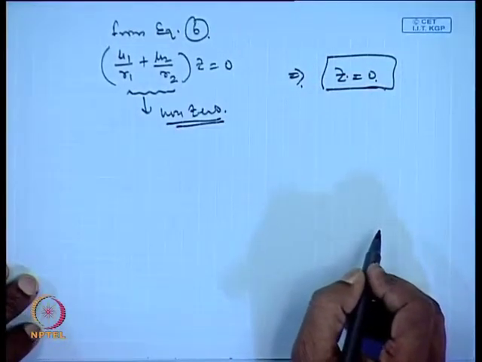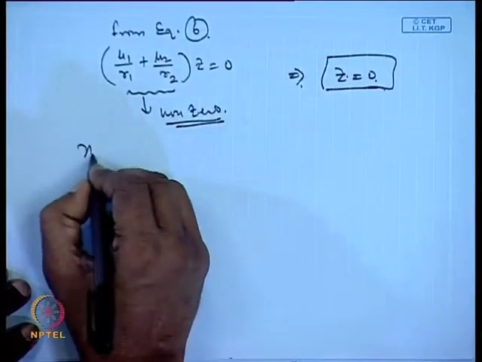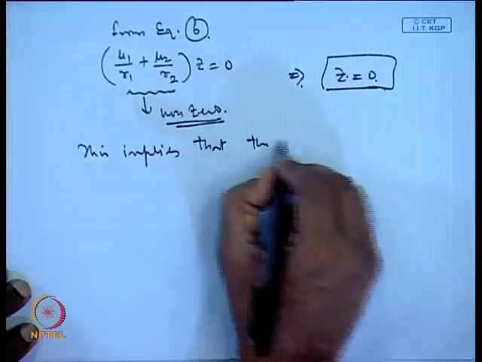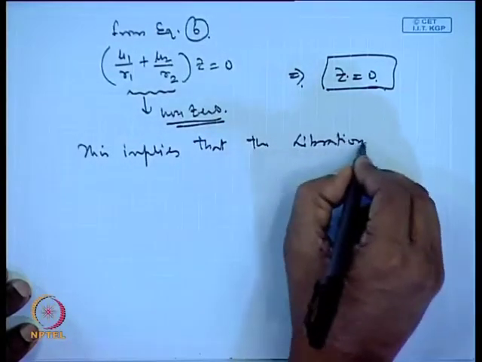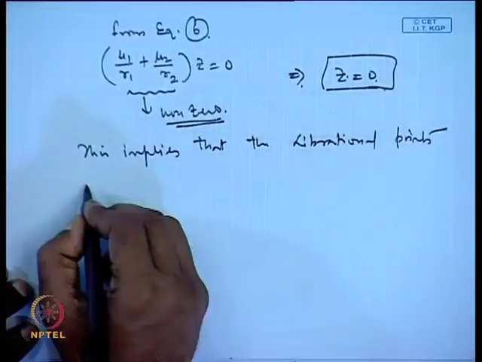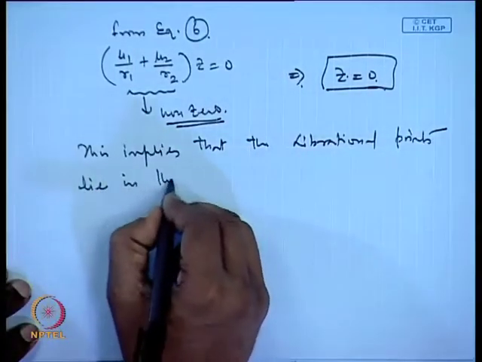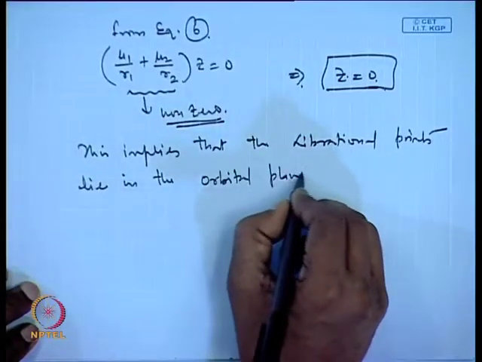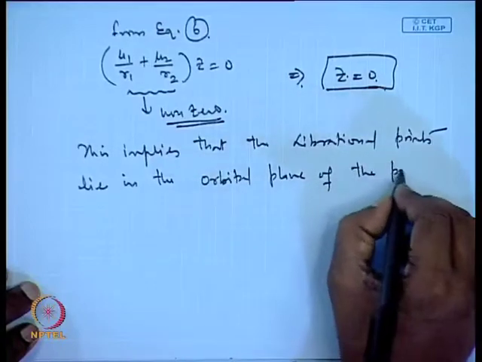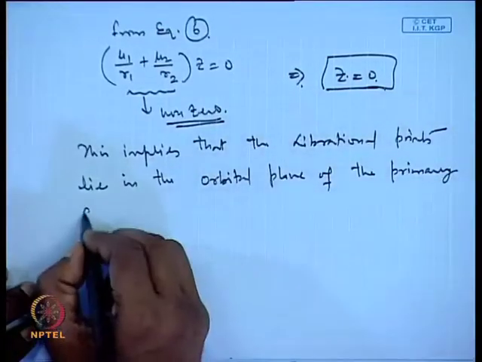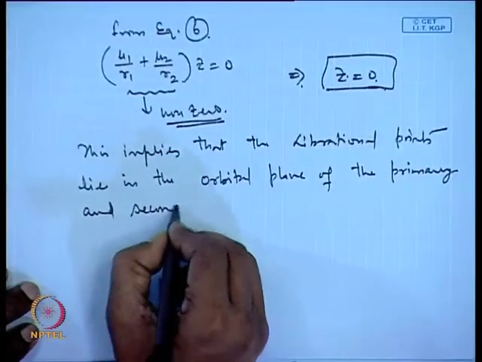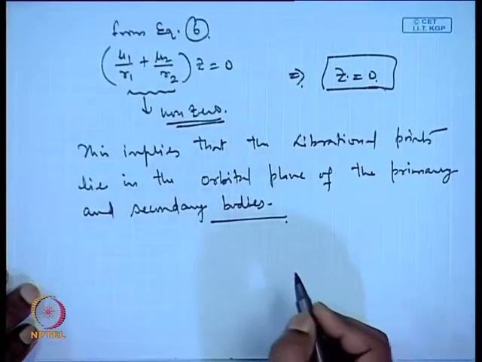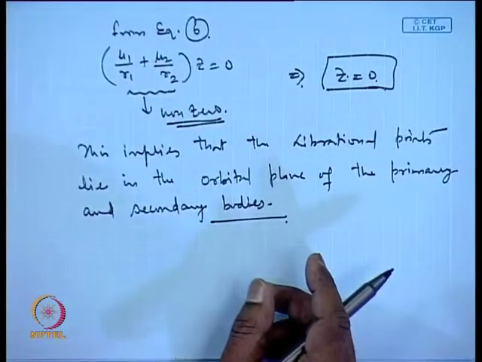This simply implies that the librational points lie in the orbital plane of the primary and secondary bodies. Okay. Now, we can proceed to solve equations 4 and 5.